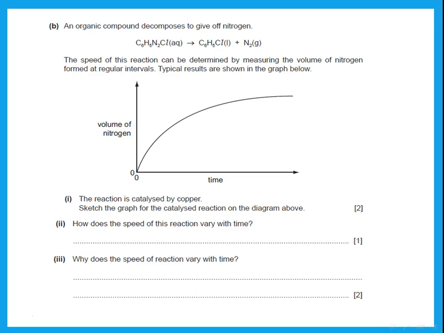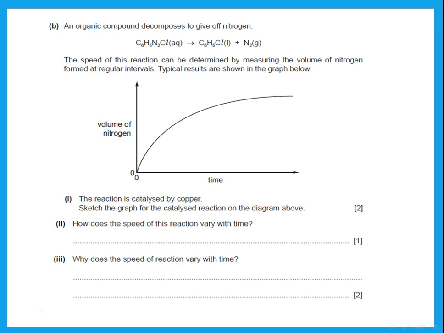Okay, an organic compound decomposes to give off nitrogen gas. The speed of this reaction can be determined by measuring the volume of the gas at regular intervals. Typical results are shown in the graph, and he shows you the graph. Now, the reaction is catalyzed by copper. Sketch the graph for the catalyzed reaction.